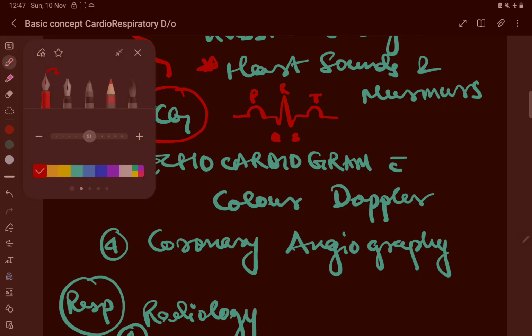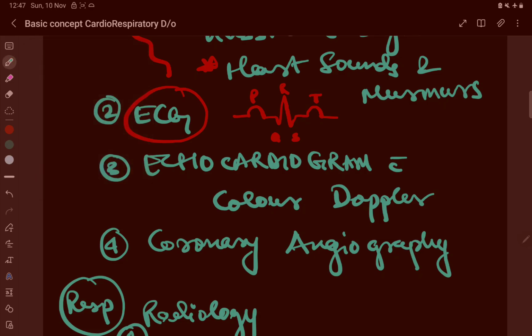Now there is something important: these are segments. This is the PR segment, it is the baseline or isoelectric line. This is how we define the baseline. Now, if we talk about the PR interval, we actually include the wave also.